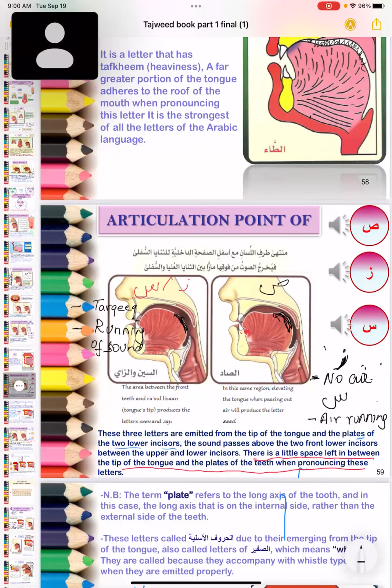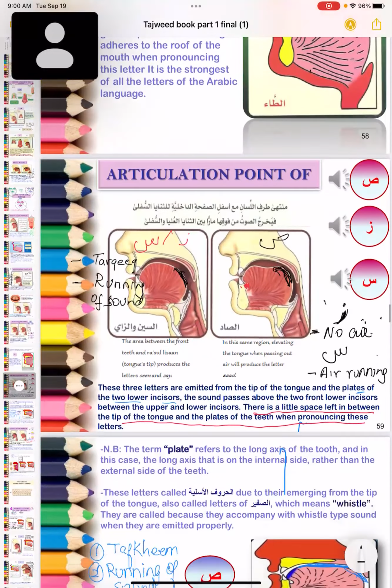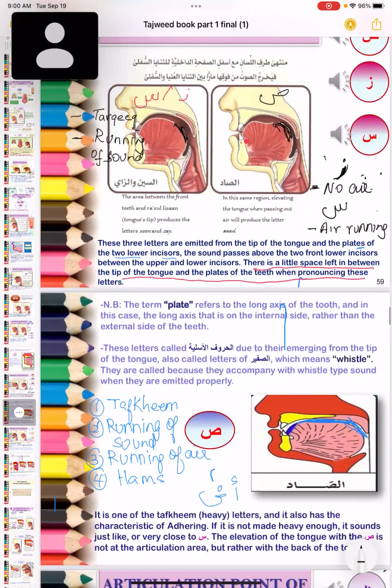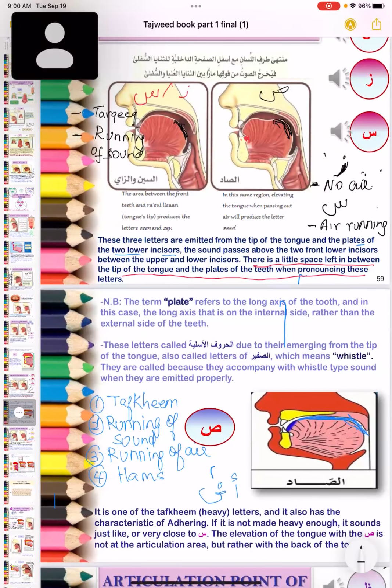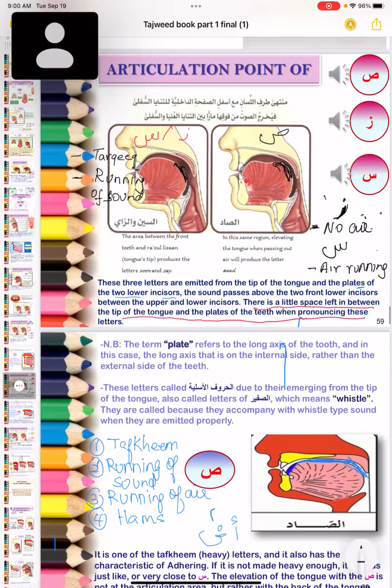Okay, so now we did these three letters. So inshallah, I hope this makes sense. And inshallah, when we do sifatul huruf, it will make more sense. Now you will understand why the letter is heavy, why the letter has strength, and why the letter has those certain sifat that we couldn't understand before.